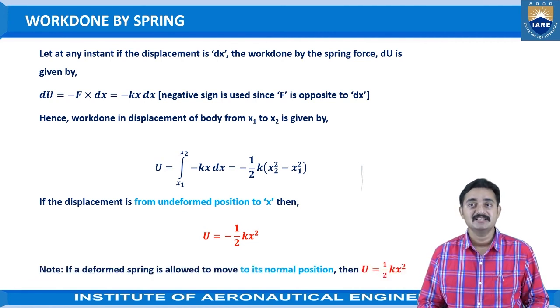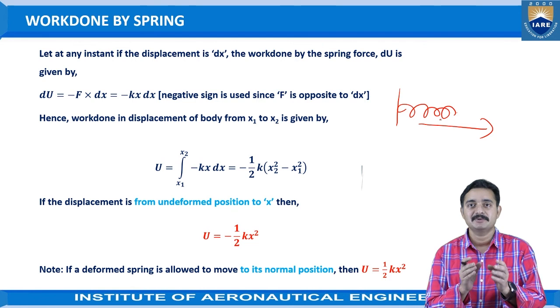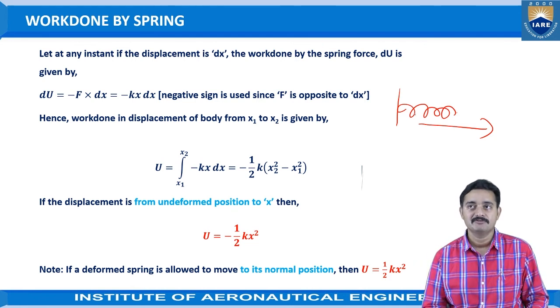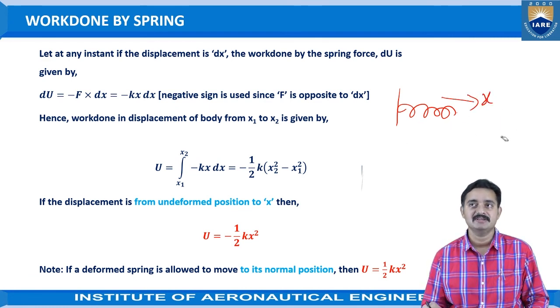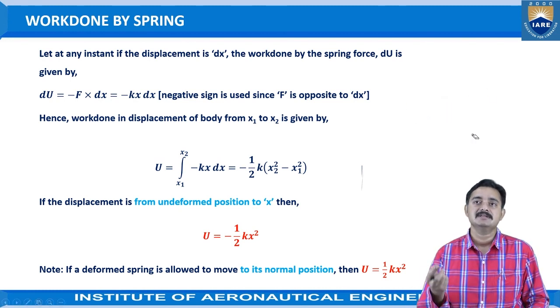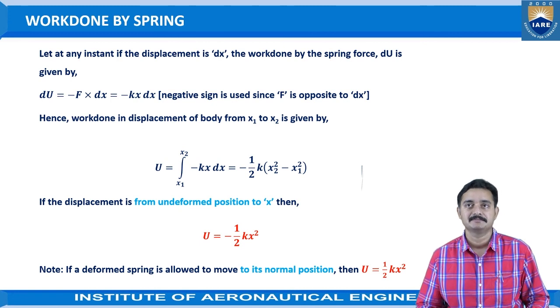If the deformed spring is allowed to move, what happens? When the already deformed spring is allowed to move to its normal position, the force is making the spring elongate, right? So the force is acting in the right side direction and the elongation is also happening in the right side direction. So both are in the same direction, so we can say that this work done is positive. That means the spring is doing the work. So that can be taken as U is equal to 1 by 2 kx square.